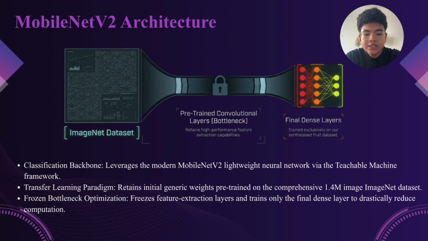Second, bottleneck or frozen layers. These layers are locked, meaning they already know how to recognize basic features like shape, edge, color, or texture. Third is a final dense layer. This is the only part we train on our fruit dataset, which is 255 images.